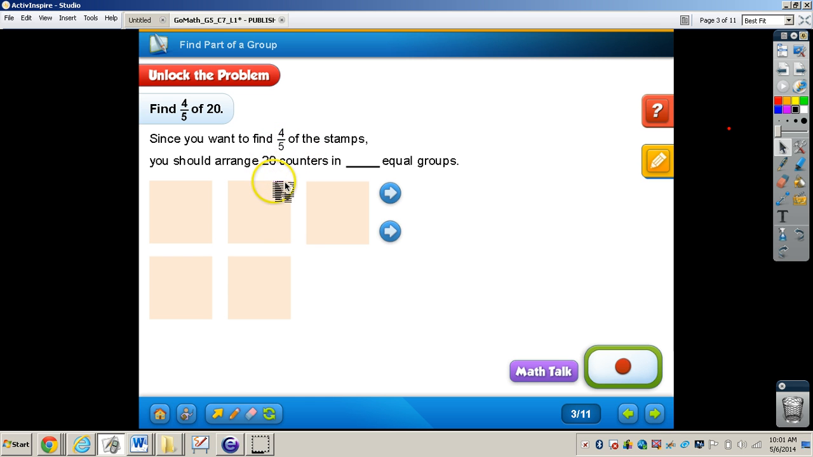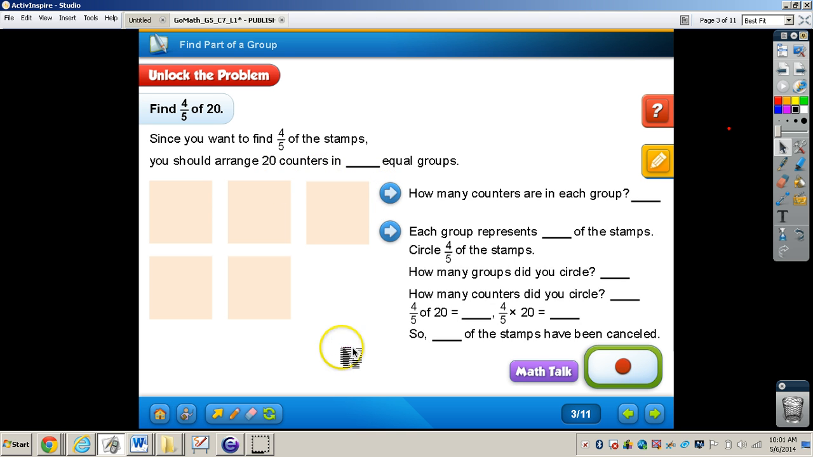There's 20 total stamps. Okay, so what we need to do first of all is we need to think about how many groups we need to divide our 20 into, and also how many per group. Okay, so we're going to divide our 20 into 5 different groups. Why are we choosing 5? Because 5 is the denominator. That's how many groups that 20 is going to be divided into. So what we will do is take these counters and we'll keep dividing these until we hit the number 20 according to each different group.